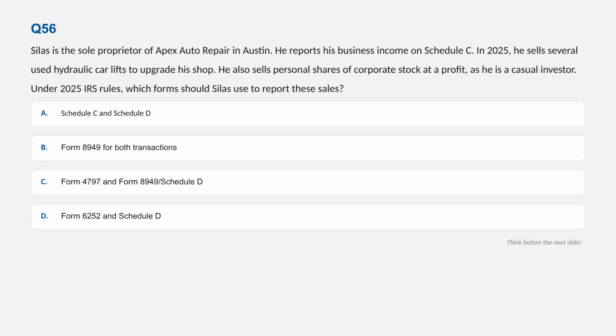A. Schedule C and Schedule D-B. B. Form 4797 for both transactions. C. Form 4797 and Form 8949/Schedule D. D. Form 6252 and Schedule D.